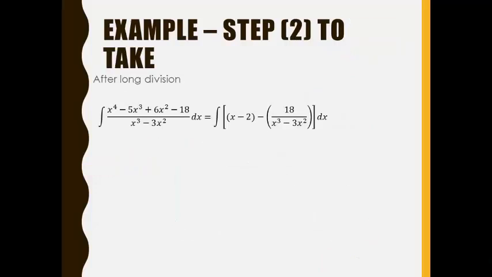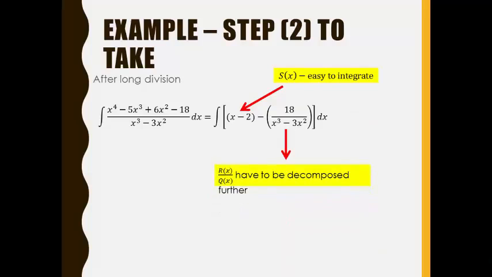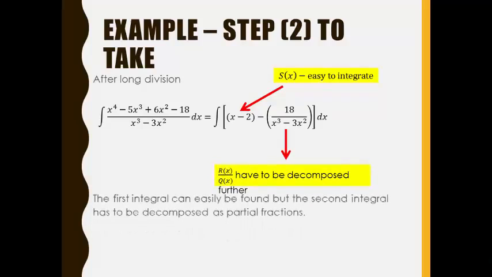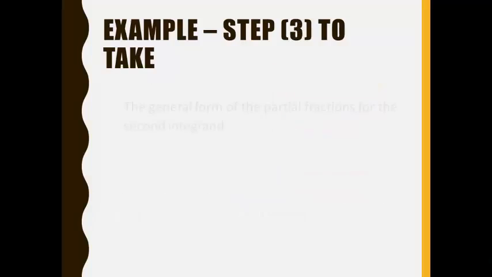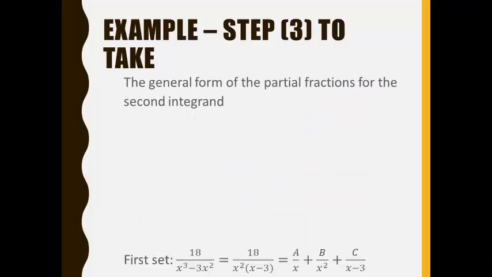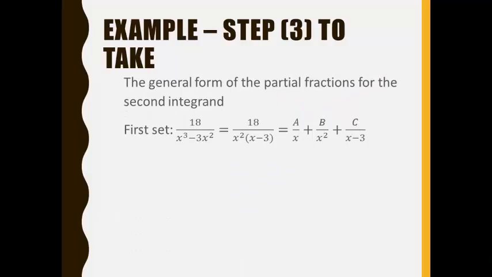This is the product after long division. There are two integrals. The first integral, involving s(x), is easy to integrate. But the second integral needs to be decomposed further as two partial fractions. q(x) has repeated linear factors. 18 over x cubed minus 3x squared equals 18 over x squared times x minus 3.